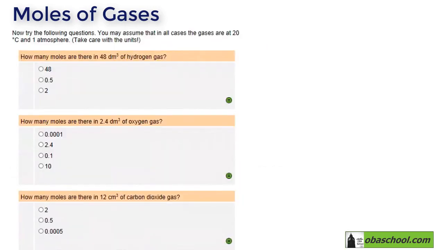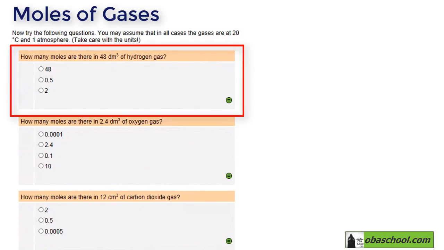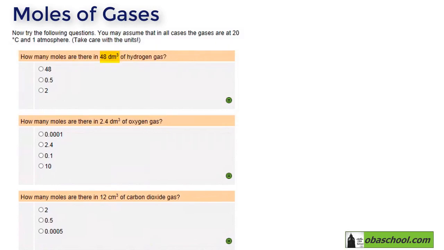So assuming that all gases are at 20 degrees Celsius and 1 atmosphere, how many moles are there in 48 decimeter cubed of hydrogen gas? So the volume of hydrogen gas is 48 decimeter cubed. To get the number of moles, we need to divide it by 24 according to the equation. So the correct answer is 2 moles. Now try solving the other two exercises.